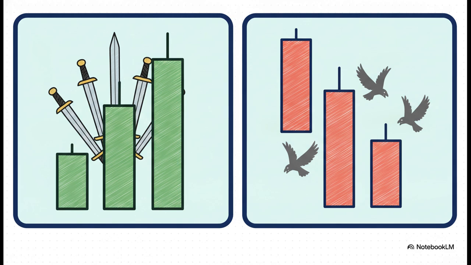It's uninterrupted, aggressive buyer dominance, signaling a really powerful trend reversal or continuation. And then you have the total opposite, 3 black crows, 3 massive red candles, no lower wicks. Seeing these crows means sellers are absolutely dominating, driving the price down without even a single second of hesitation.